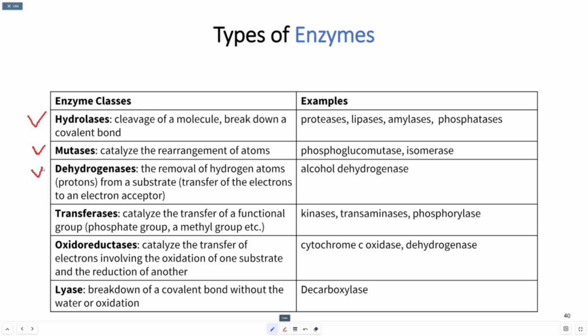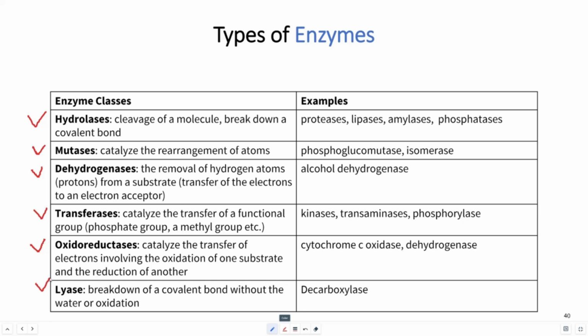A dehydrogenase is an enzyme that will remove the hydrogen atoms, usually protons, from a substrate, and therefore transfer and move electrons. Transferases are going to catalyze the transfer of a functional group, a phosphate group, a methyl group, from one molecule to another. An oxidoreductase is going to catalyze the transfer of electrons involving oxidation of one substrate and the reduction of another, or the loss of electron on one to the gain of electron on another. Lyases are going to catalyze the breakdown of a covalent bond without any water or oxidation. On the right, we have several examples of these kinds of enzymes.